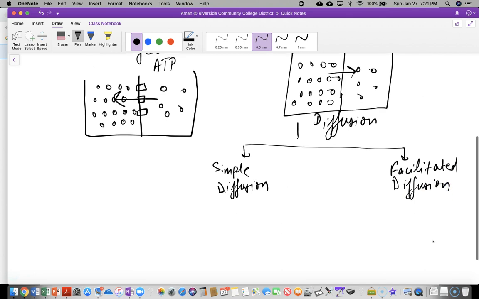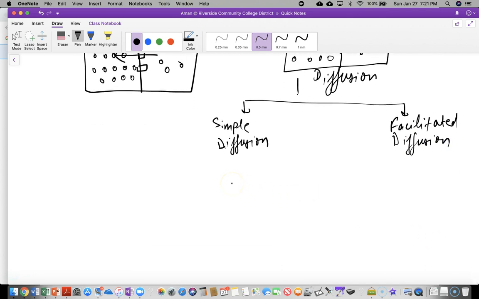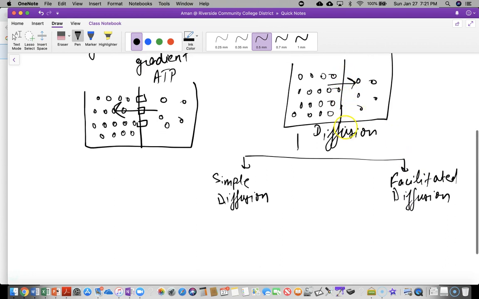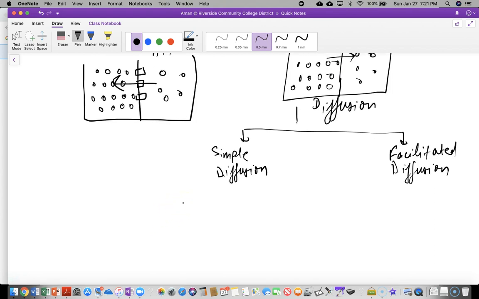Now as the word suggests, simple means it does not need any fancy equipment. Whereas facilitated diffusion is gonna need something on this membrane for things to pass through, okay? So simple diffusion, guys, is going to work for molecules which are very small. So let's say a water molecule, or CO2, carbon dioxide molecule, or oxygen molecule. These are very tiny molecules. They can just pass through this membrane without the help of any transporter or any channel or any gate, okay?